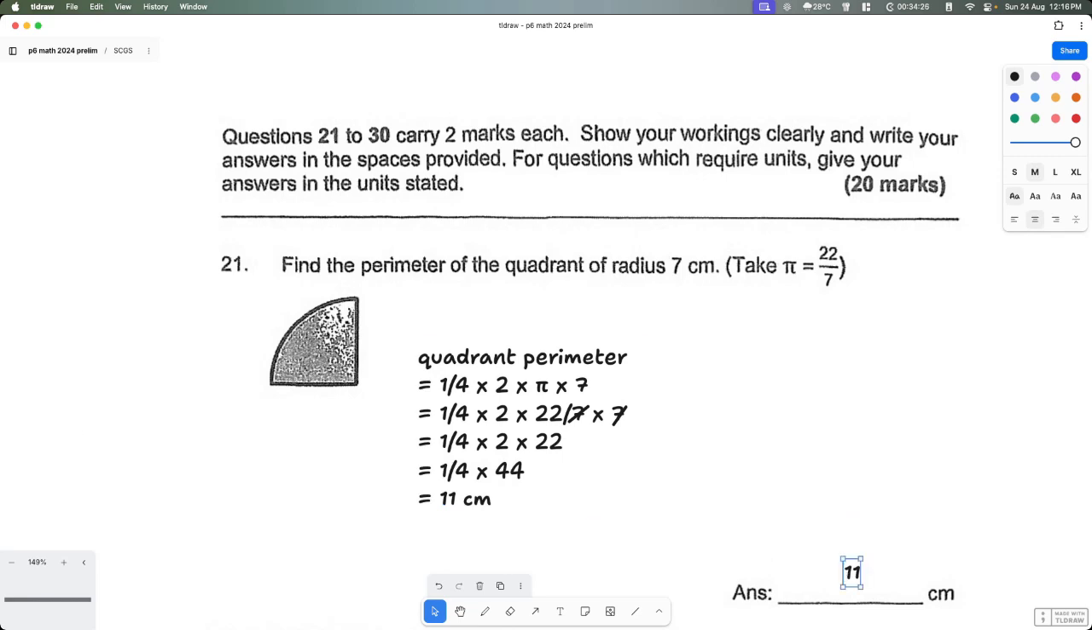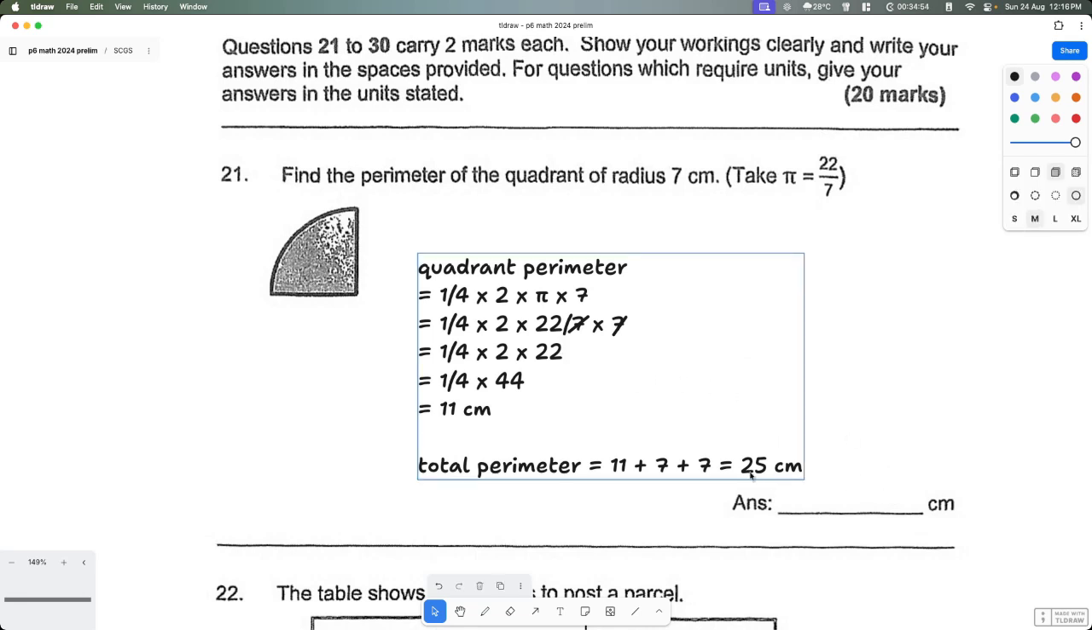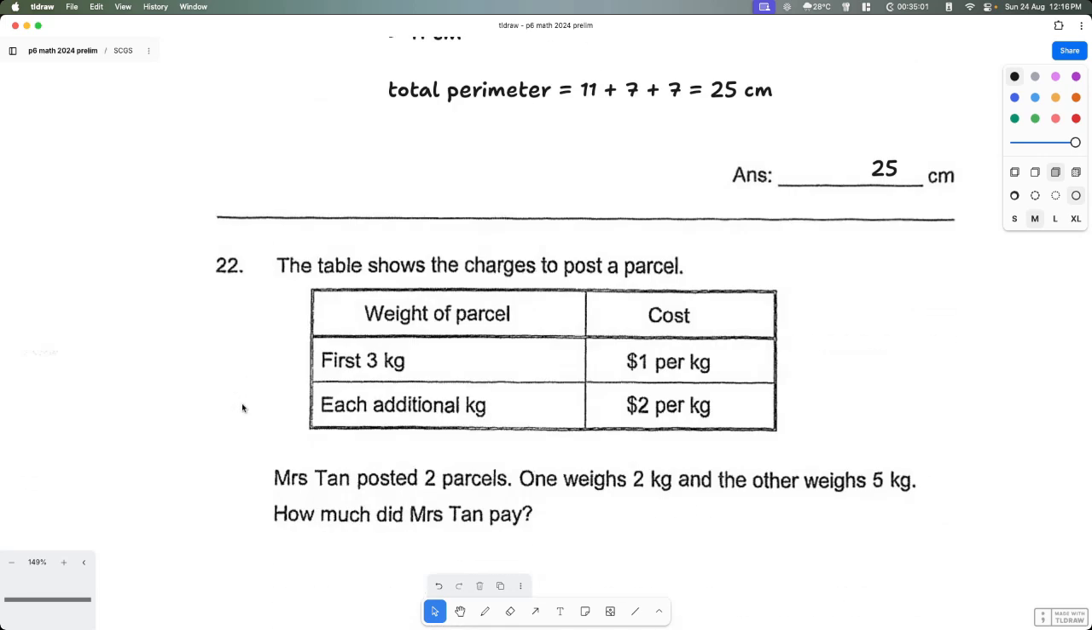Okay, let's move on to the next question. Oh, find the perimeter. Not yet. So 11 is the quadrant perimeter. So find the perimeter of the quadrant. So total perimeter is equal to 11 plus 7 plus 7, which in this case is 25 centimeters. Okay, right. So the answer is 25. Let's move to the next one, question 22.